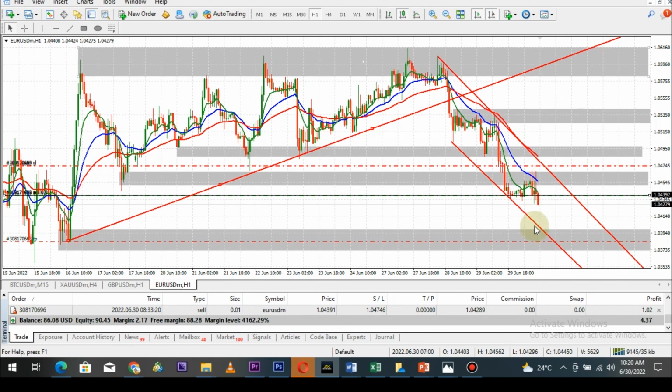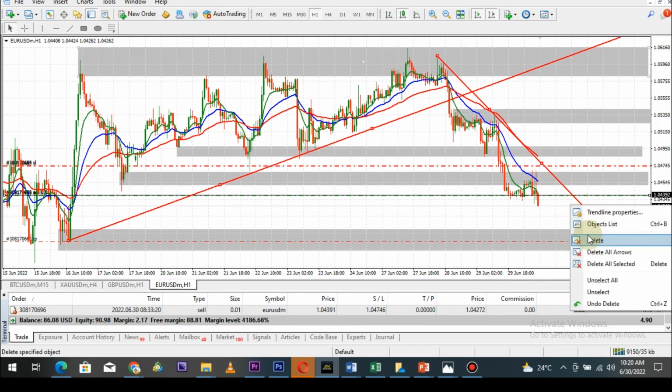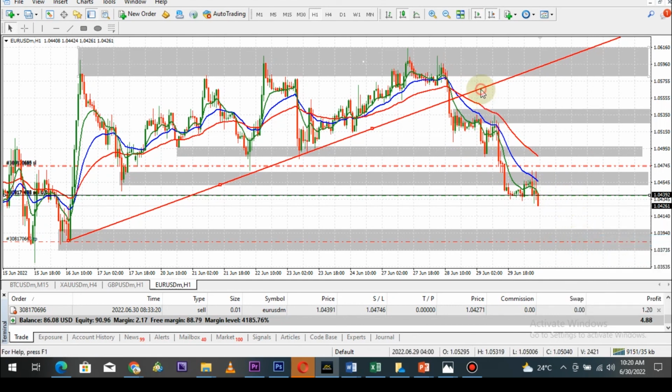So we're expecting it to come down to touch this support, then possibly bounce back here and continue on the downtrend until it breaks out. All right, so this is how you draw your dynamic support and resistance zone.